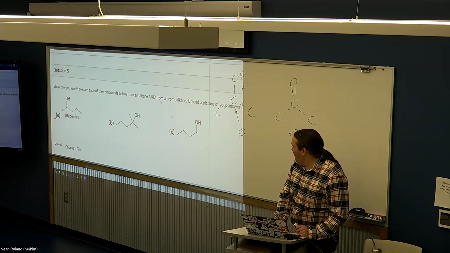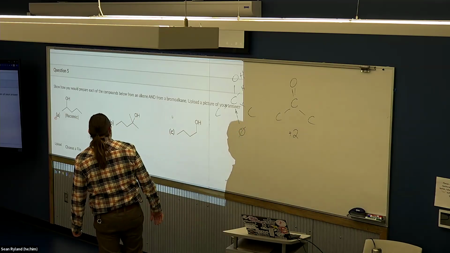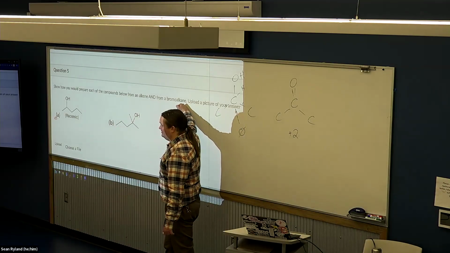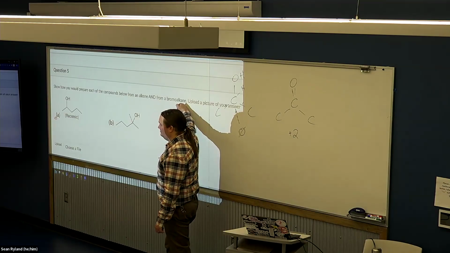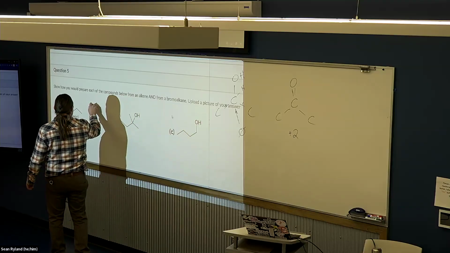And then bromoalkane just means an alkane with a bromine on it. So I thought that was actually easier with the answer because it's just an SN2. So like, does it matter which one you put in?